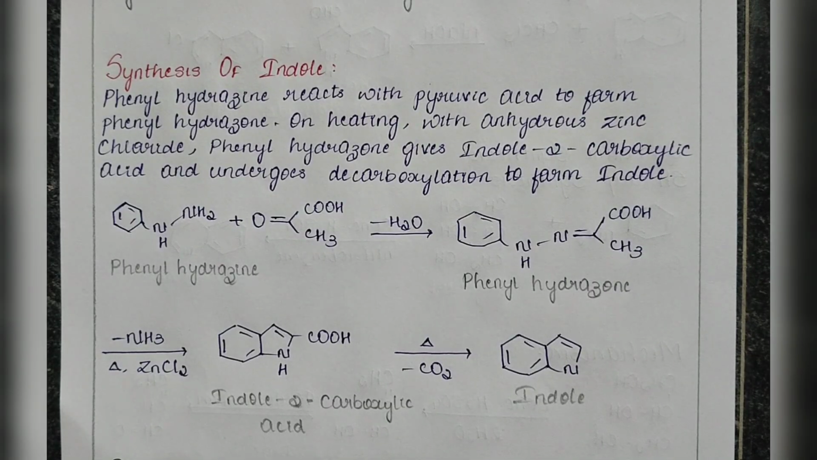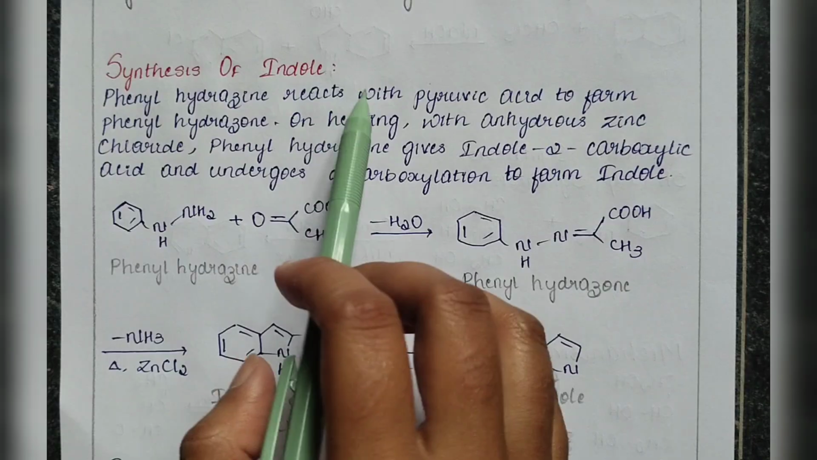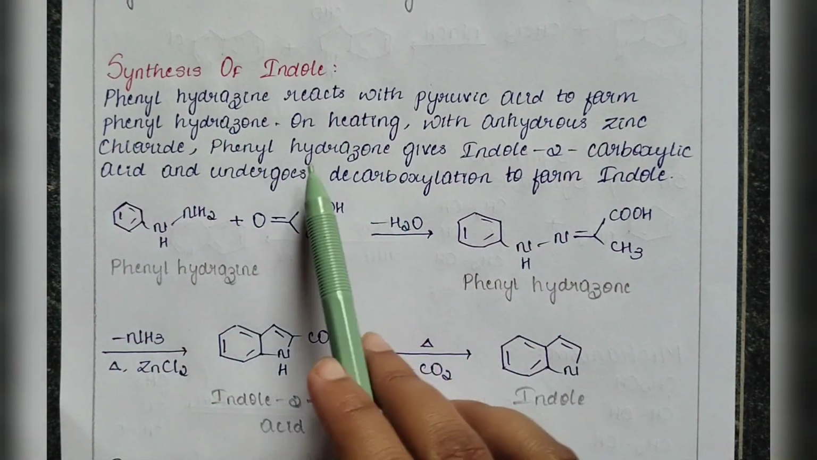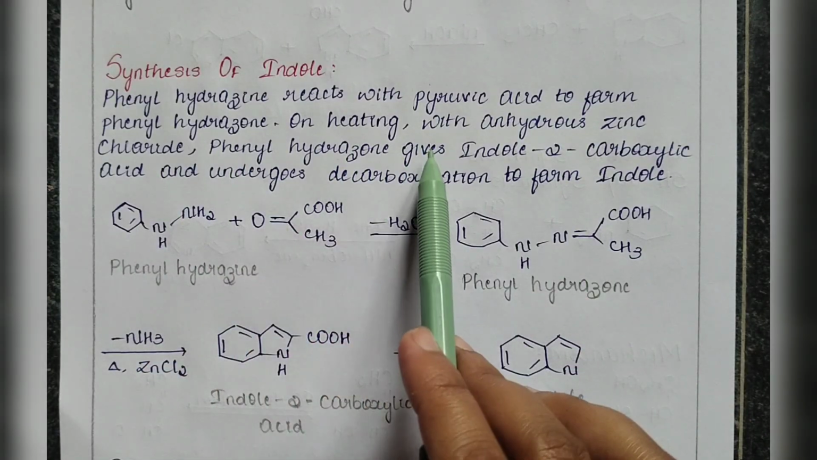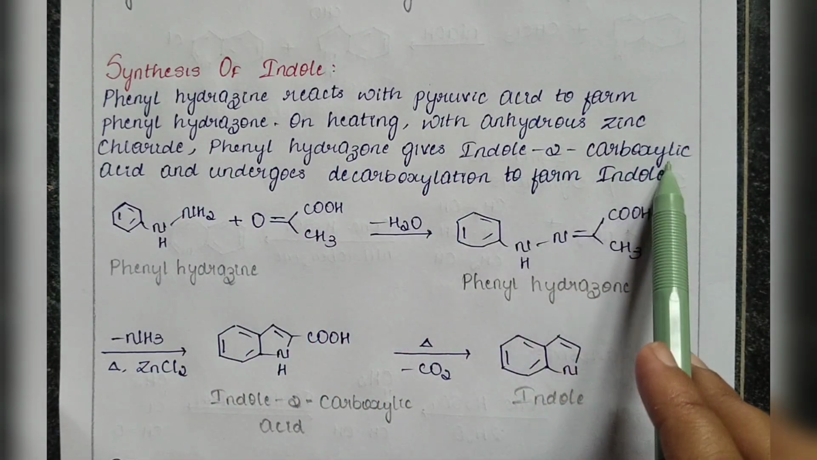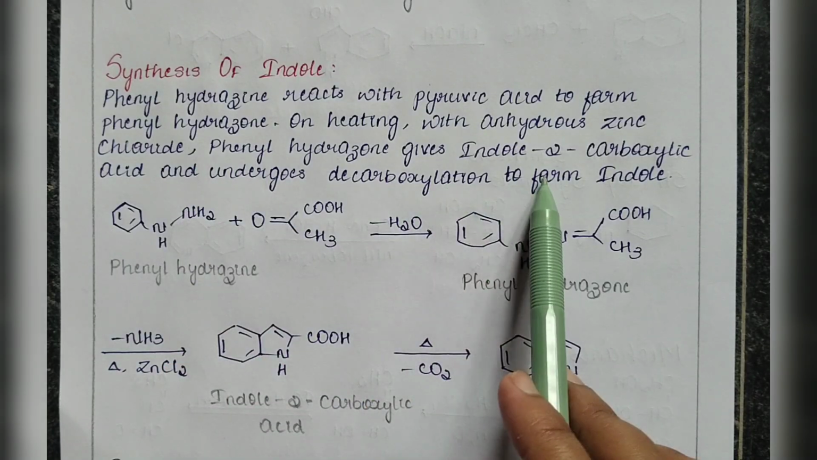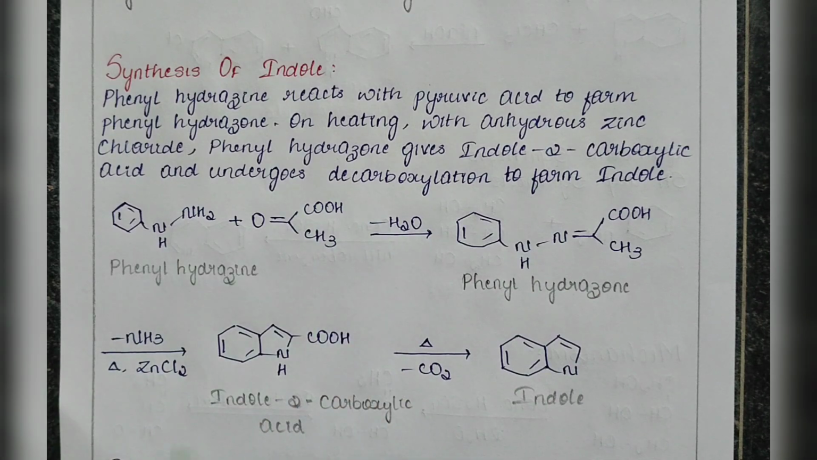Now, the next heterocyclic compound which we are going to see is indole. So, first we'll see the synthesis of indole. Phenylhydrazine reacts with pyruvic acid to form phenylhydrazone. On heating with anhydrous zinc chloride, phenylhydrazone gives indole-2-carboxylic acid, which undergoes decarboxylation to form the indole. So the reaction and the mechanism is represented here.